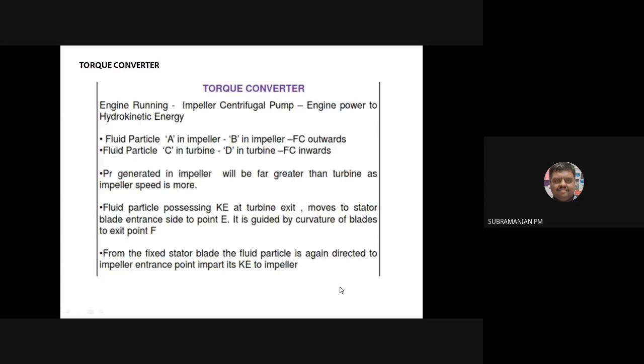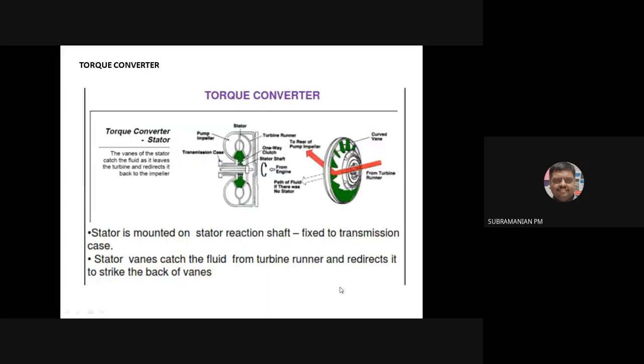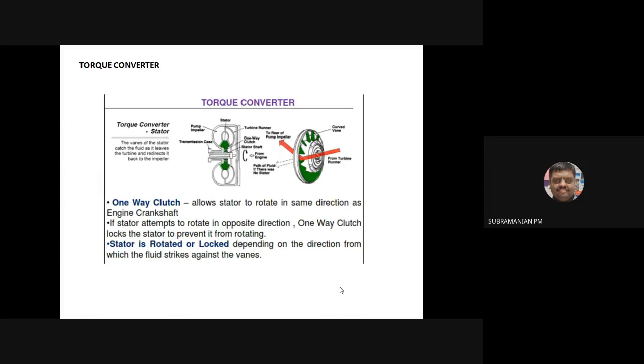So the same thing. The one-way clutch allows the stator to rotate in the same direction. If it tries to rotate in the opposite direction, the one-way clutch will prevent that rotation.